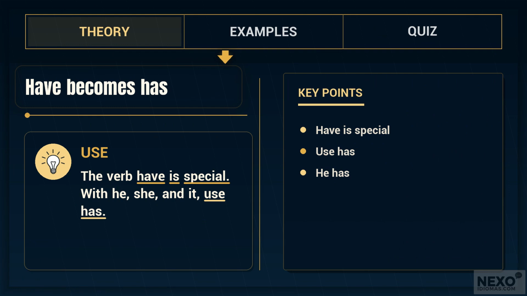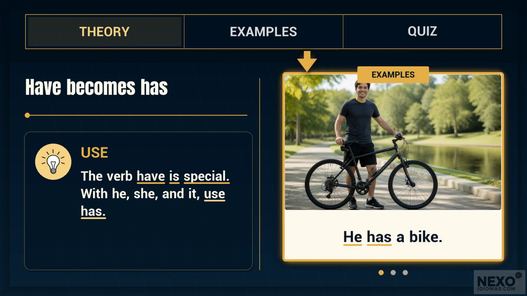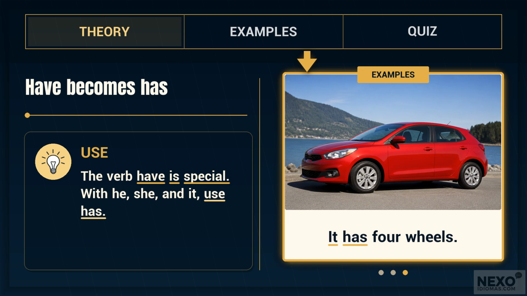Have becomes has. The verb have is special. With he, she, and it, use has. Example. He has a bike. Example. She has a camera. Example. It has 4 wheels.